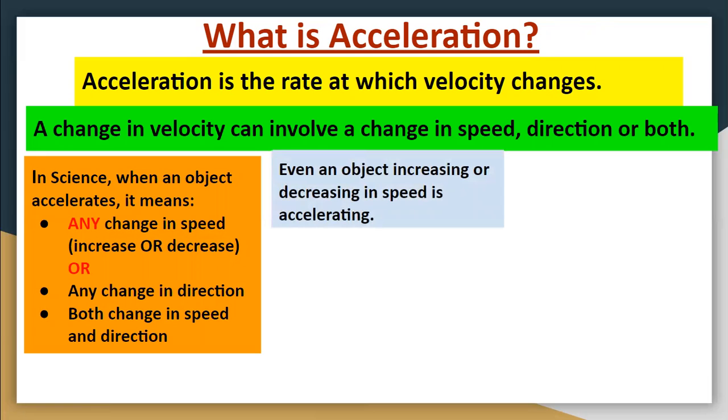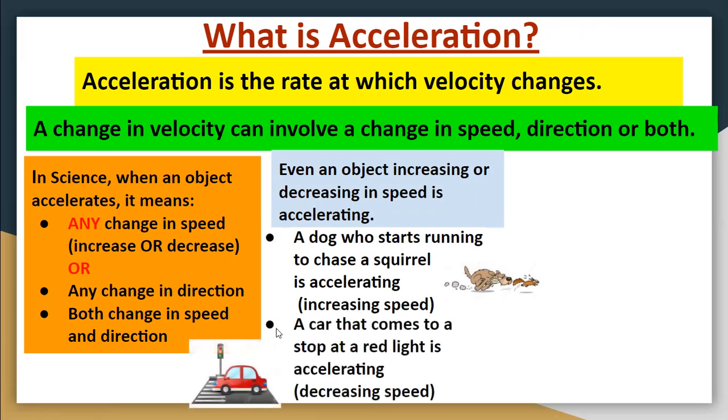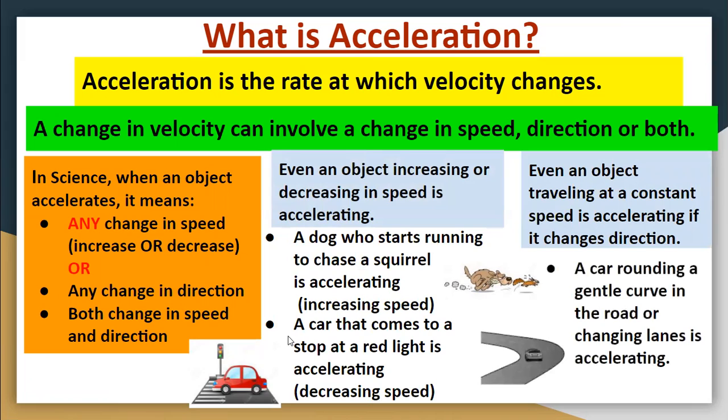So even an object increasing or decreasing in speed is accelerating. A dog who starts running to chase a squirrel is accelerating. They are increasing their speed. A car that comes to a stop at a red light is also accelerating. It's called decreasing speed, and it's negative acceleration. That might be a little different concept for you to think about. Even an object traveling at a constant speed is accelerating if it changes direction. So a car rounding a gentle curve in the road or changing lanes is accelerating. It may not be changing in speed, but it's changing in direction.